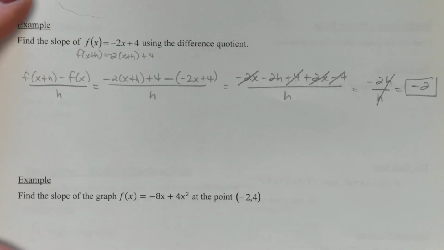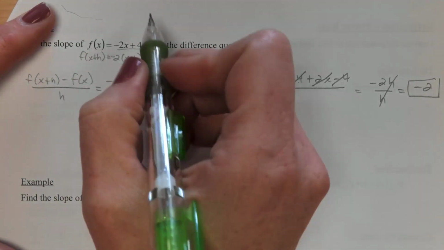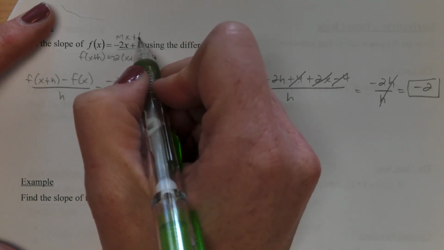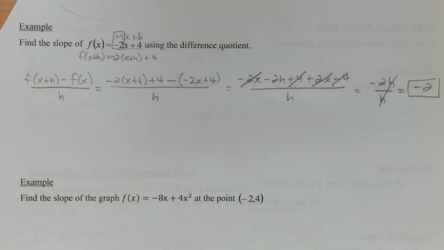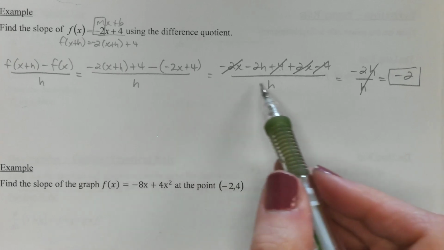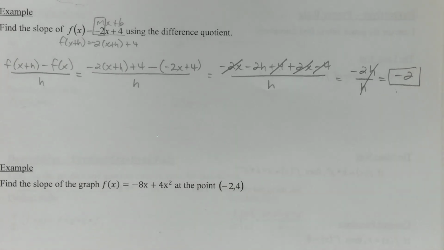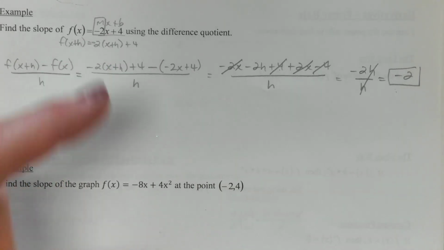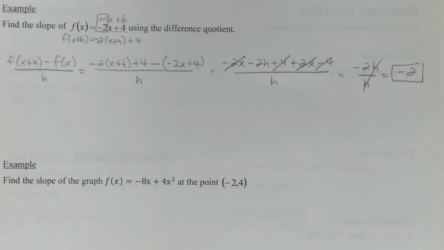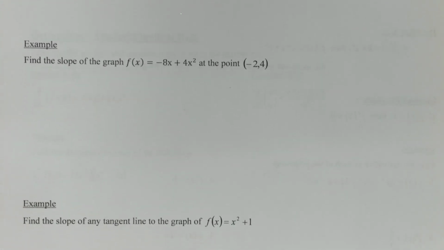But remember, we were just finding slope, and this is the equation for a line, y equals mx plus b. So we already knew our slope would be negative 2. Just kind of showing you that the difference quotient does hold true, that the slope will be -2. This was just a line, so the slope will never change. So our answer is -2.